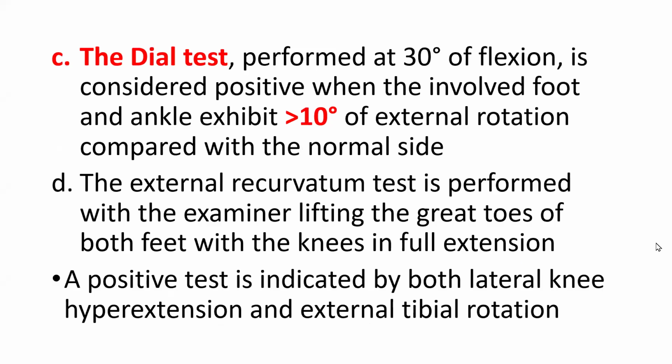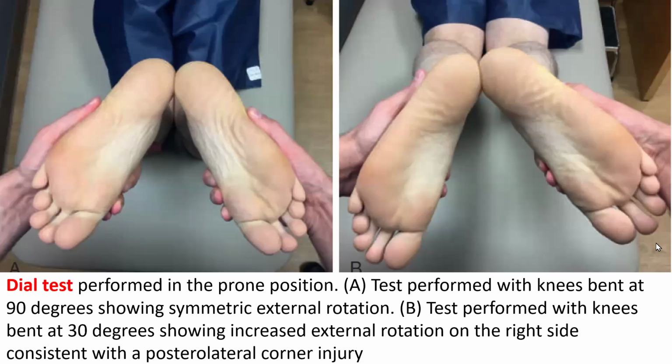The dial test. The dial test is performed at 30 degrees of flexion and is considered positive when the involved foot and ankle exhibit more than 10 degrees of external rotation compared with the normal side. The external recurvatum test is performed with the examiner lifting the great toes of both feet with the knees in full extension. A positive test is indicated by both lateral knee hyperextension and external tibial rotation.